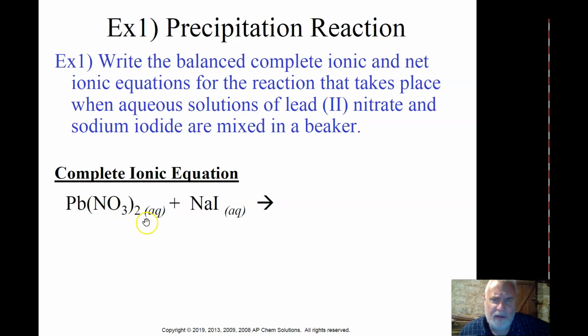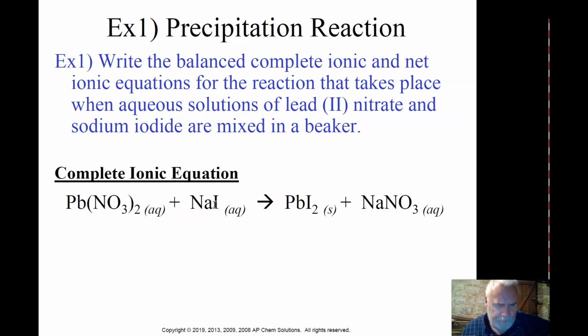If it's aqueous, that means there's a lead 2+ ion and there's 2 NO3 ions, and there's one sodium ion and one iodide ion, and they're just floating around in solution, all surrounded by water molecules. That's what aqueous means. Well, when we react those, the lead and the iodine, they combine together.